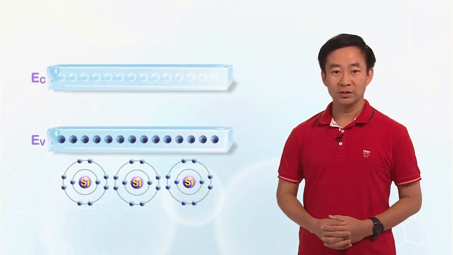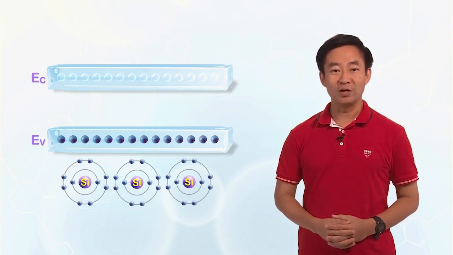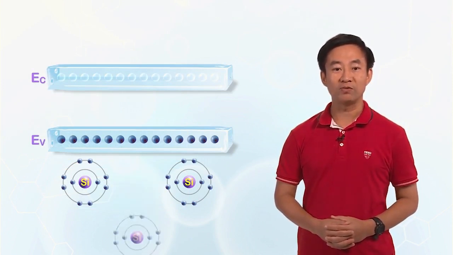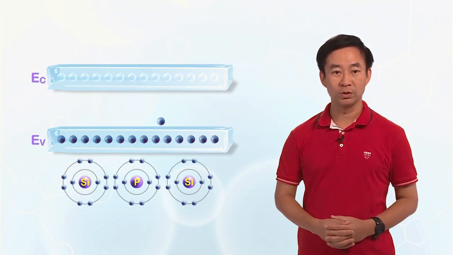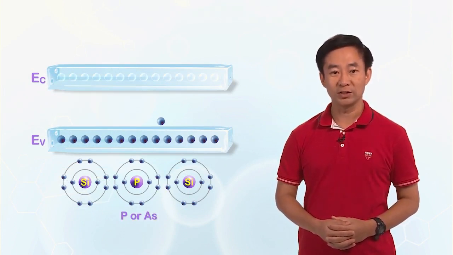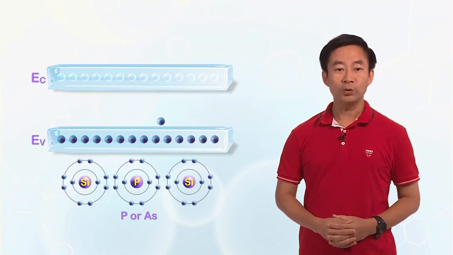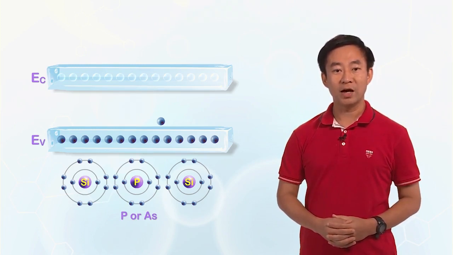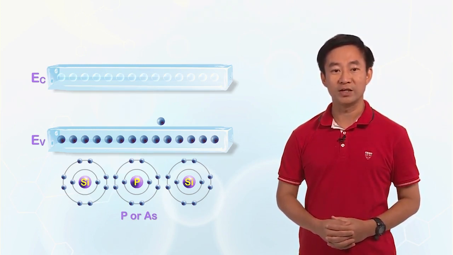To intrinsic silicon, some group 3 or group 5 elements can be added to replace some of the silicon atoms in the crystal. The common group 5 elements used to dope silicon are phosphorus and arsenic. Other group 5 atoms may not be suitable to be used as dopants, as their size may not fit into the place of a silicon atom.